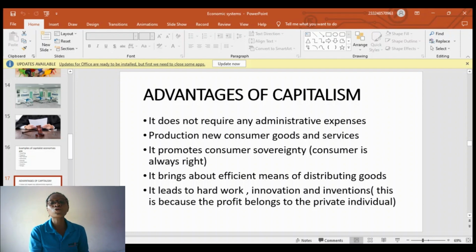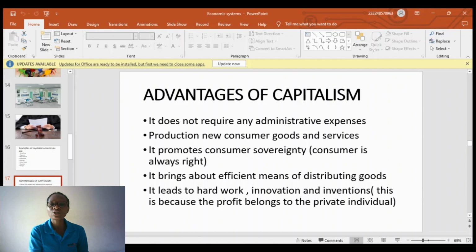It also promotes consumer sovereignty. You know, the consumer is always right, and he or she is considered the king or the queen. You are able to retain your consumers or customers, and they always count. The more you retain your consumers as a producer in a capitalist economic system, the more profits you are going to make. No one wants to get rid of their consumers because that's where their income comes from. So in that case, you see that the consumer reigns supreme.